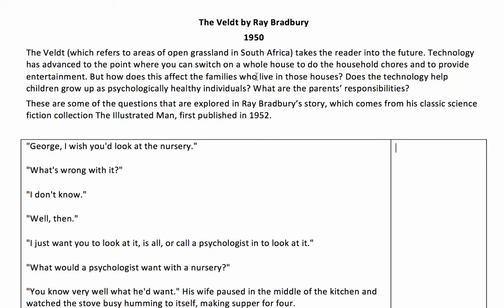Okay, right, before we look at the text, it's useful for us to refer to the summary of the story that's given right at the start. So it tells us that this is a story that takes us into the future. I'm going to highlight some keywords over here. It tells us that technology has advanced to such a point that it's able to do a lot of things. So it can help with the chores and give entertainment. But how does this affect the families?